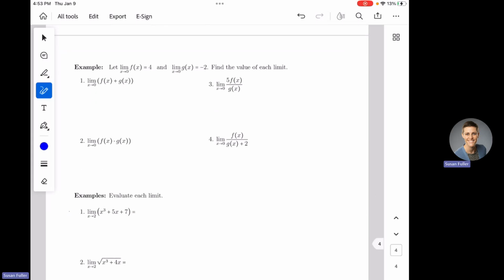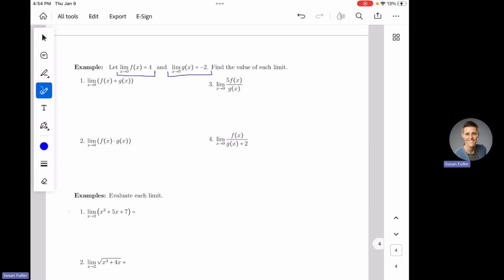And instead of giving you a graph like we've had, or instead of giving you an algebraic function like we've seen, I give you two pieces of information. All I tell you is that the limit as x approaches 0 of the function f is 4, and the limit as x approaches 0 of g is -2. That's all you know. You don't know anything else about either of these functions, just those two pieces of information. Well, that's enough to do any of these limits that I have here for you.